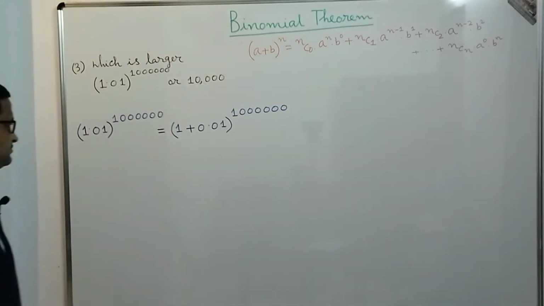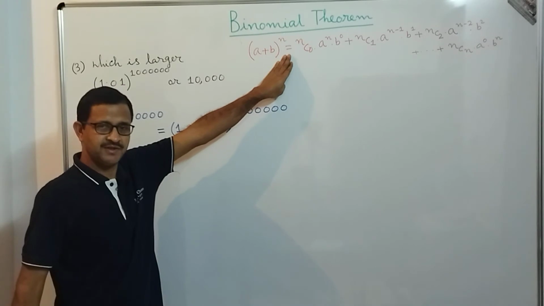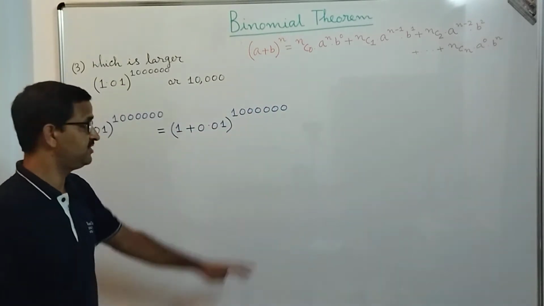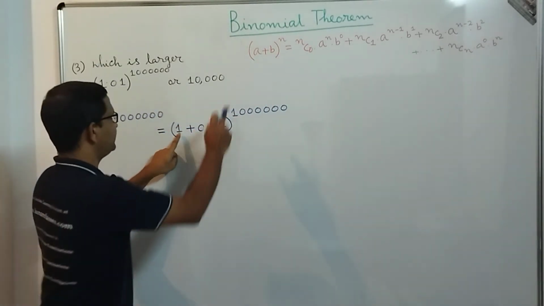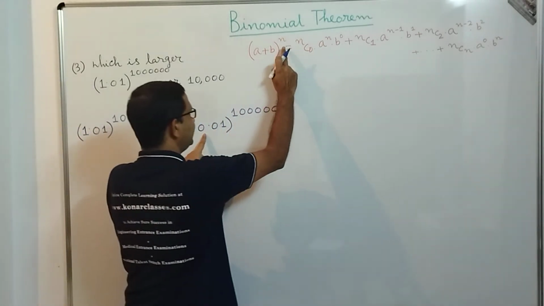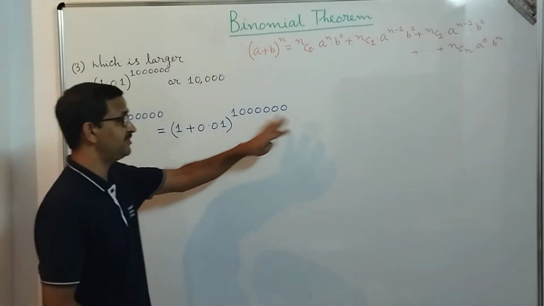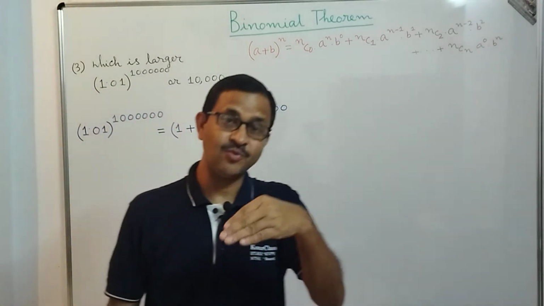Correct. Now we need to expand this by using this formula, where A is 1, B is 0.01 and N is 10 lakh. Okay, so how to expand? So there will be how many terms? There will be 10 lakh 1 terms.